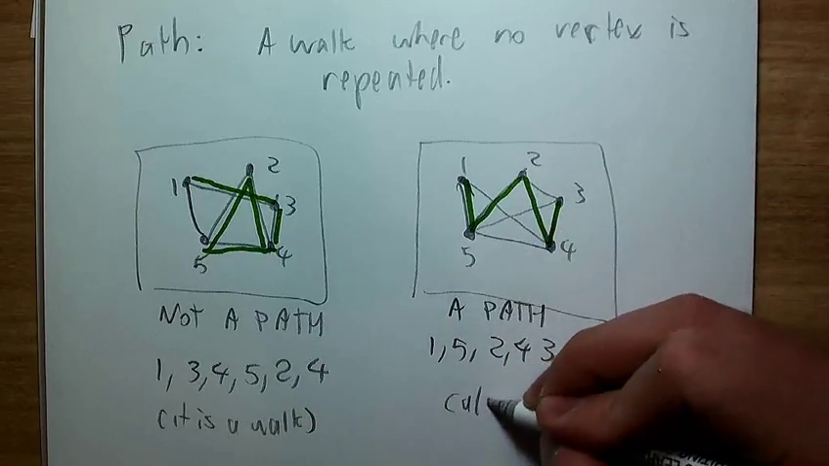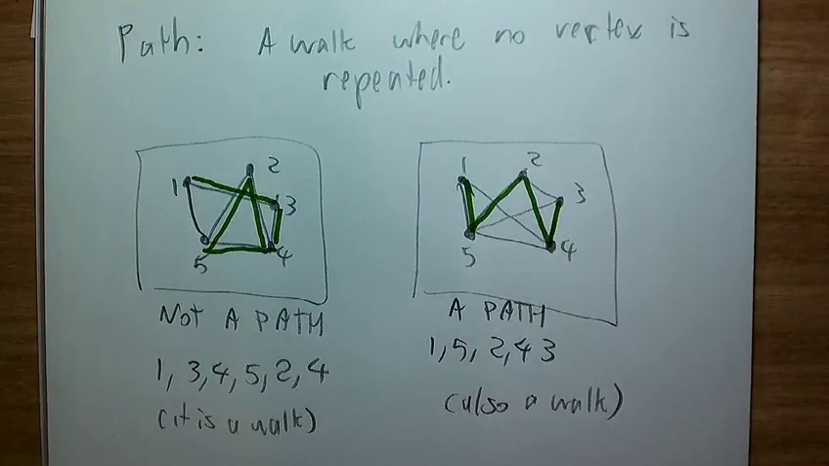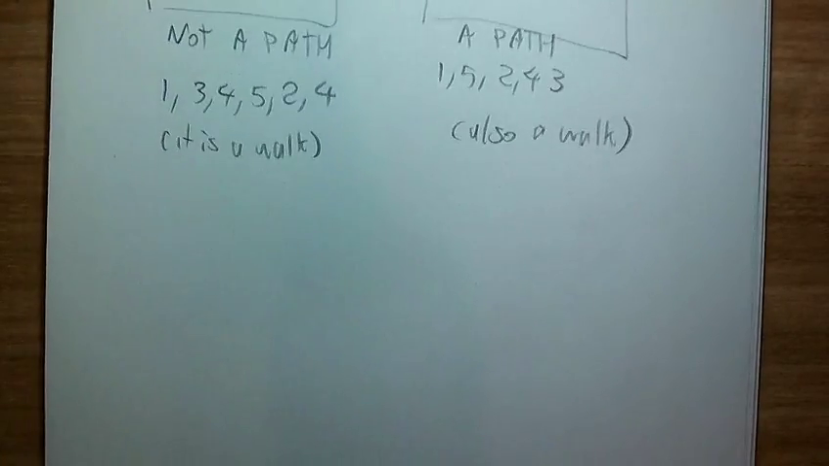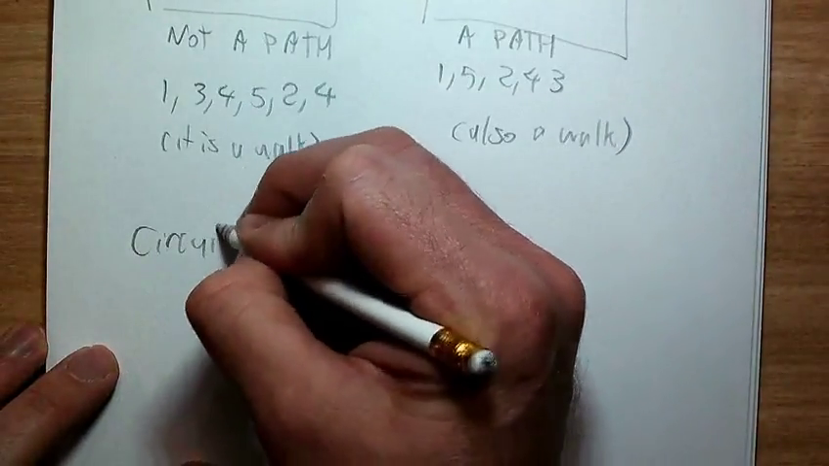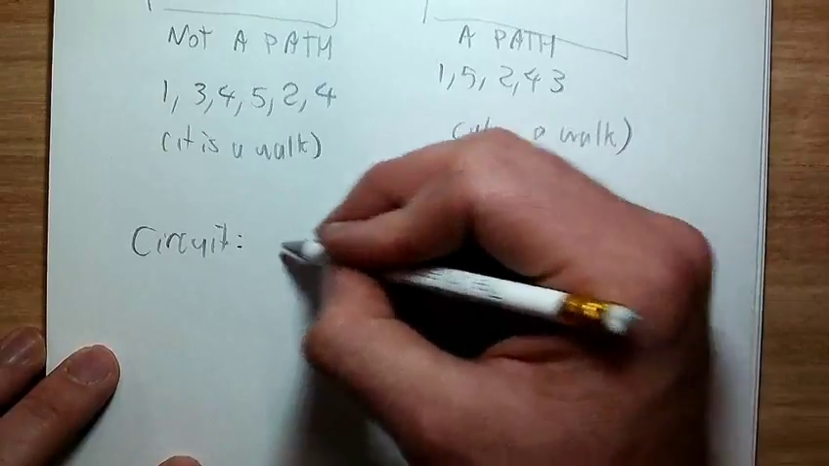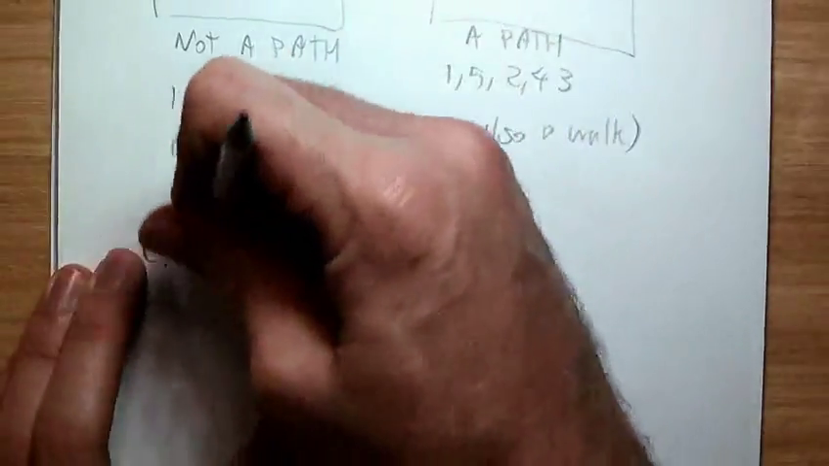I mean also a walk. Any path is a walk, that's the point. A path is a special kind of walk. And a circuit is a cycle. We already did circuit.